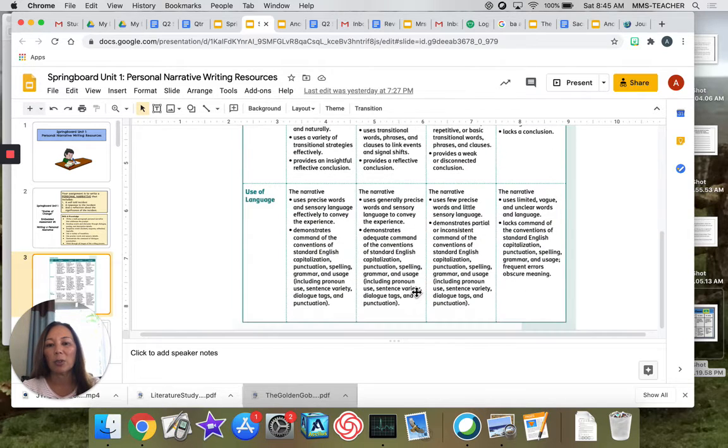And of course, we always need to look at use of language. So the narrative uses precise words and sensory language effectively to convey the experience, demonstrates the command of the conventions of standard English, capitalization, punctuation, spelling, grammar, and usage, including pronoun use, sentence variety, dialogue tags, and punctuation.